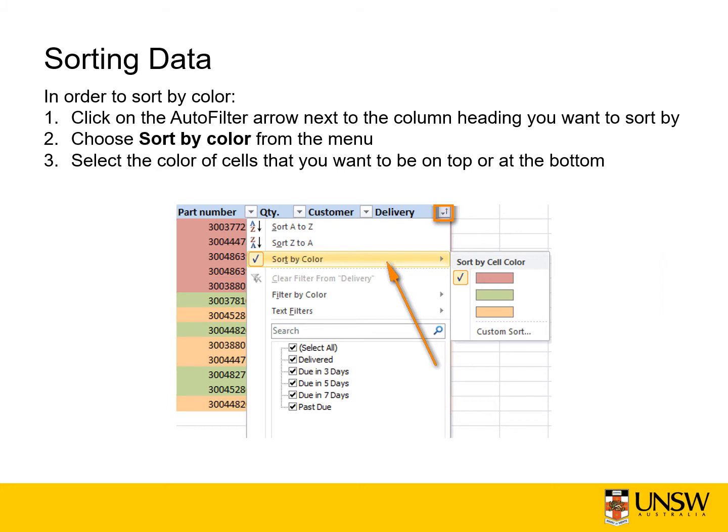As I said, in addition to sorting your values, you can sort the columns using the background color of the cells. To do this, like the previous slide, simply click the filter arrow and go to sort by color and click the color of the cells that you want to be on top or at the bottom of the other rows.